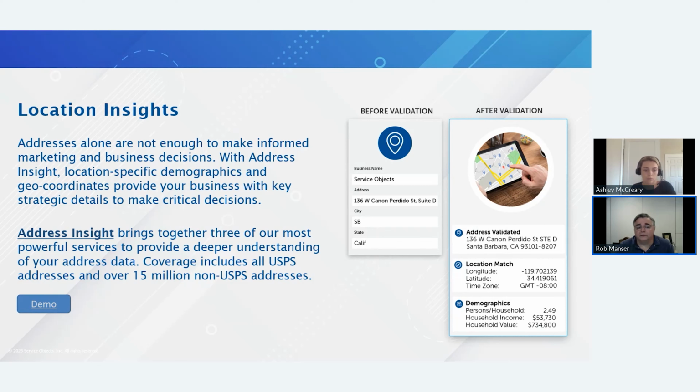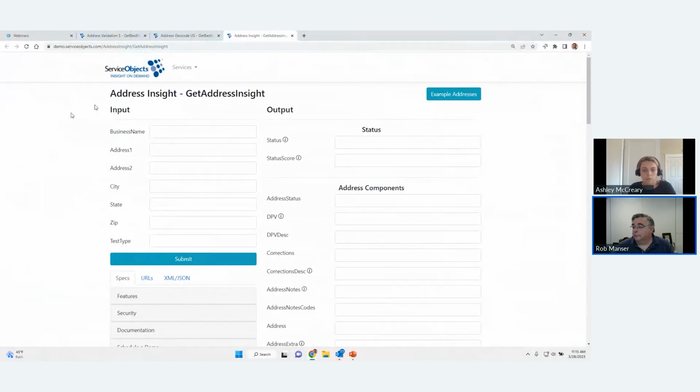It also includes over 15 million non-USPS addresses. Not every address is in the United States Postal Service database, because they don't deliver to every address. And so we're also able to bring in over 50 million of those non-USPS addresses. We'll take a quick peek at Address Insight and some of the things it can provide.